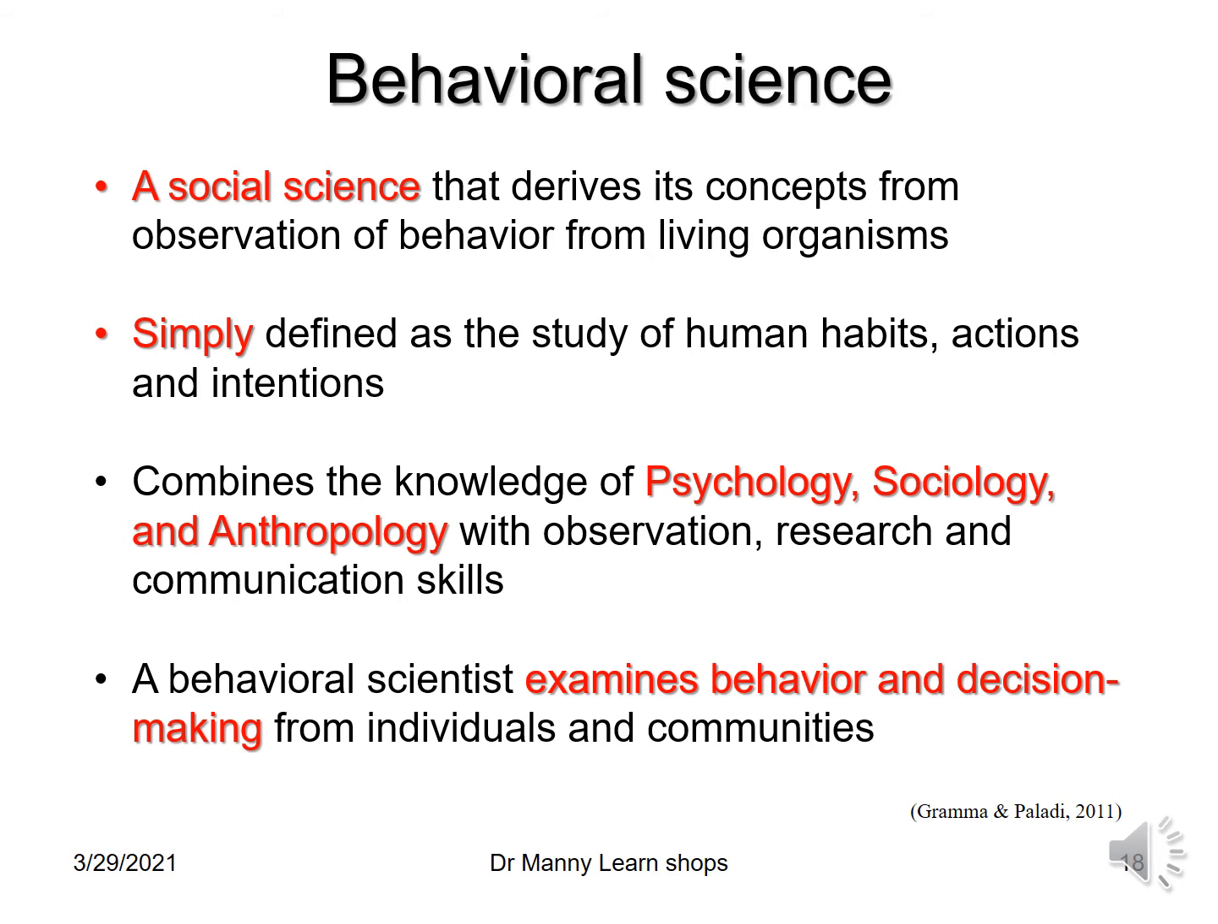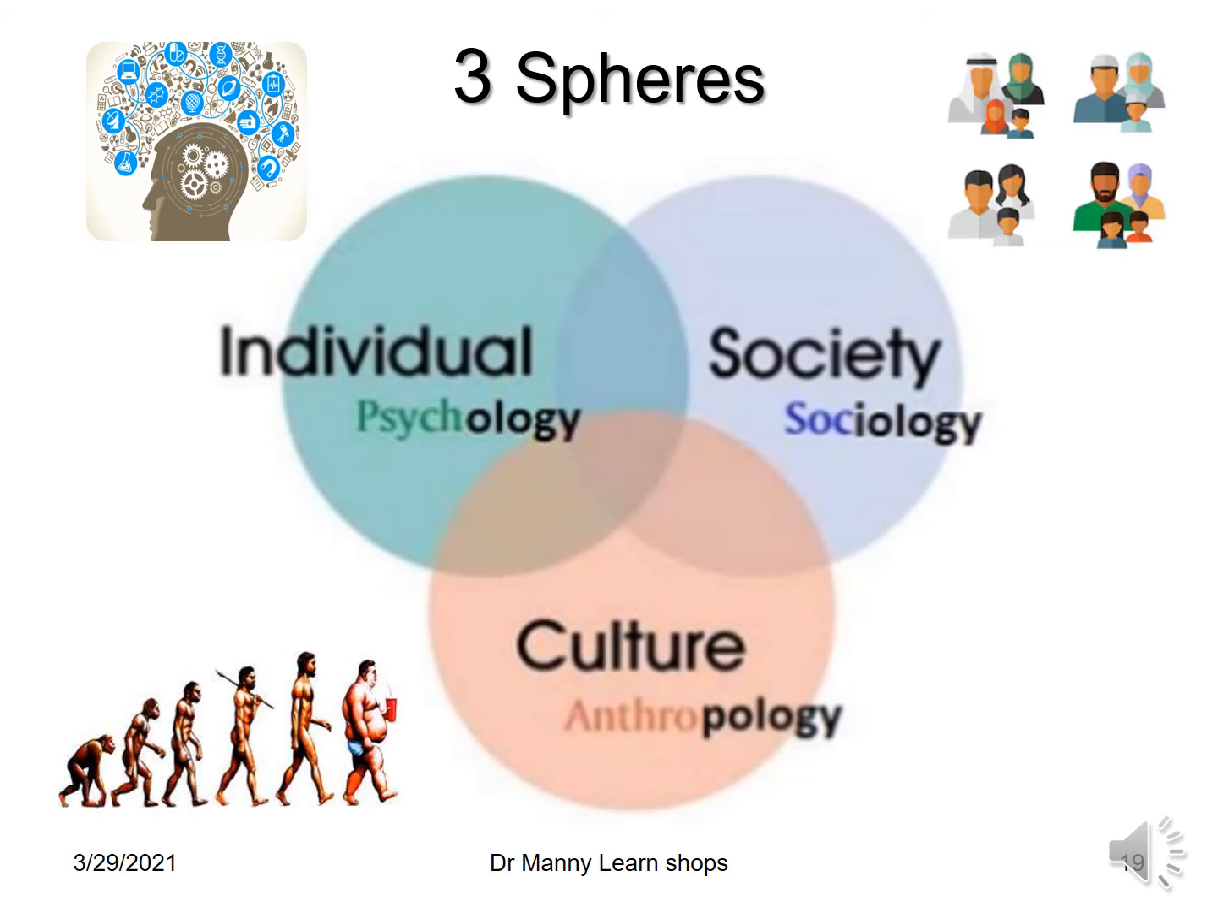A behavioural scientist, which I believe nurses are, though many other academics do not, examines behaviour and decision making from individuals and communities. And I think we do that. As nurses, I think we do that. Now, there are 3 spheres that are related to behavioural sciences. And these are, which I've already alluded to, psychology, which focuses on the individual; sociology, which focuses on society; and anthropology, which focuses on culture primarily.